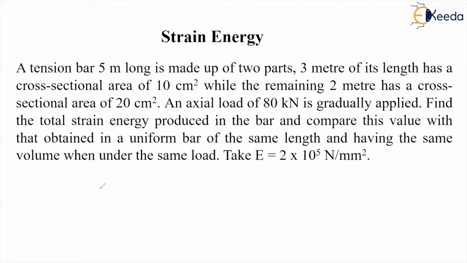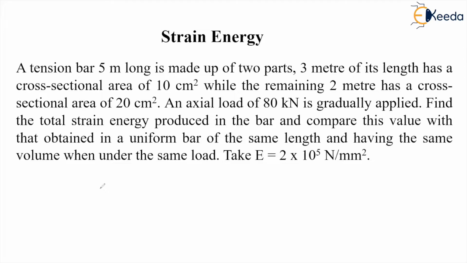In this question we are given a tension bar of 5 meter long made up of two parts. 3 meter of its length has a cross section area of 10 centimeter square while the remaining 2 meter has a cross section area of 20 centimeter square. An axial load of 80 kN is gradually applied. Find the total strain energy produced in the bar and compare this value with that obtained in a uniform bar of same length and same volume under the same load. E is also given to us, right?